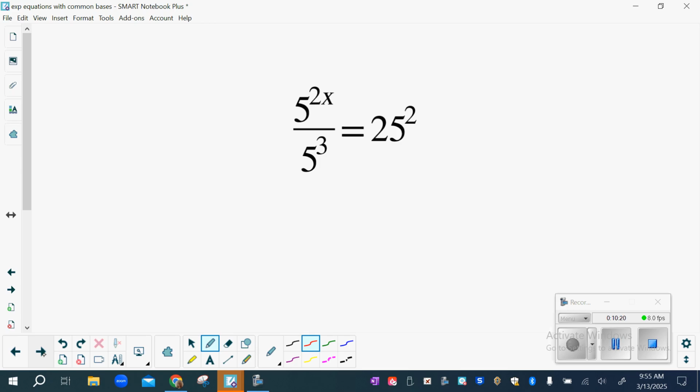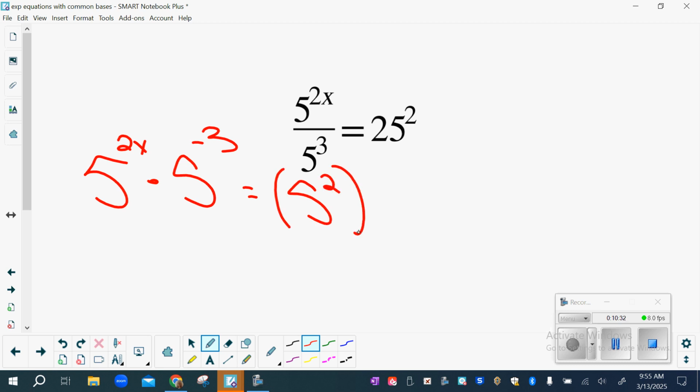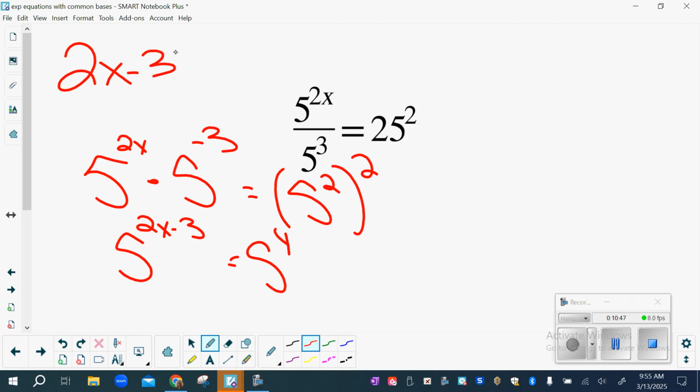5 squared squared, here we go. 5 to the 2x times 5 to the negative 3 equals 5 squared squared. So here's what I got. I'm going to put these guys together. 5 to the 2x minus 3 equals 5 to the 4th. Now I can ignore my bases. 2x minus 3 equals 4. 2x equals 7. x equals 7 over 2. Are we okay?